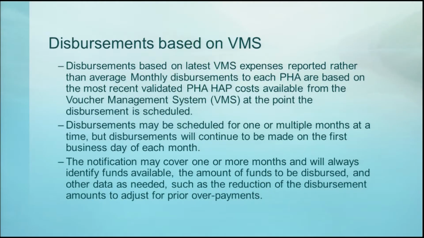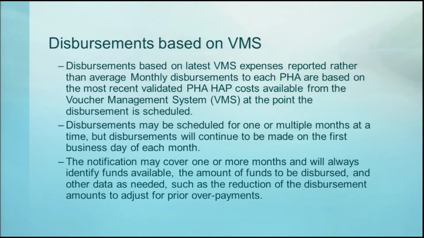So what is the base of the HAP disbursement? Well, we have selected the latest VMS expenses reported in the voucher management system. We always look for the latest month reported at the time of the HAP need determination. We ensure that your funds are dispersed to your housing agency, and that deposit happens on the first of the month.